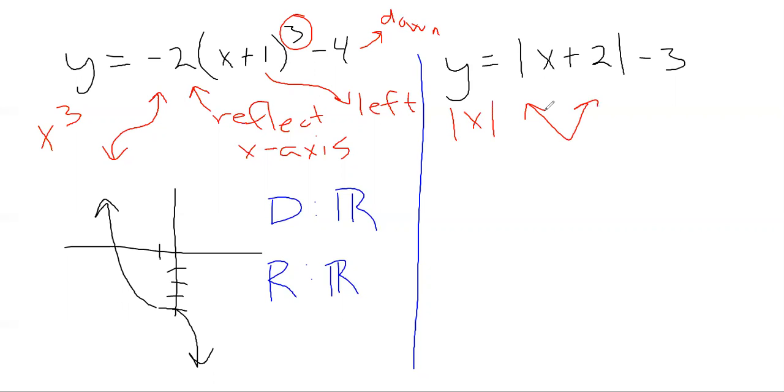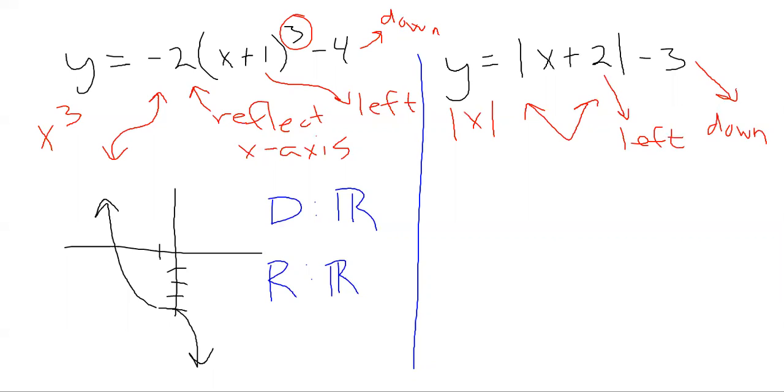If I look at the other transformations that are happening, this +2 on the inside is going to shift us to the left by 2 units. And then if I have the -3 on the outside, that's going to shift us down 3 units. And if it was the opposite signs, if it was a -2 on the inside, it would go right. If it was a +3 on the outside, it would go up.